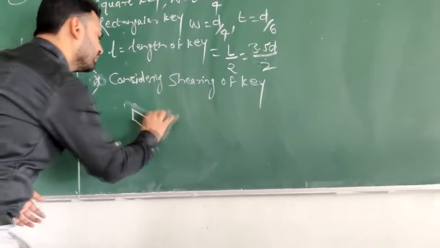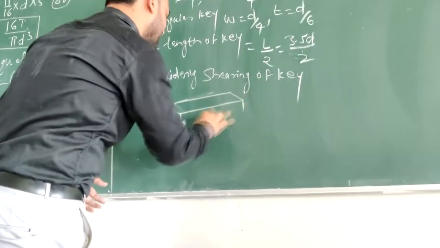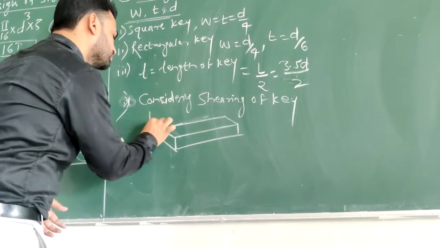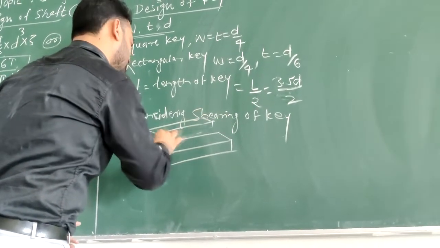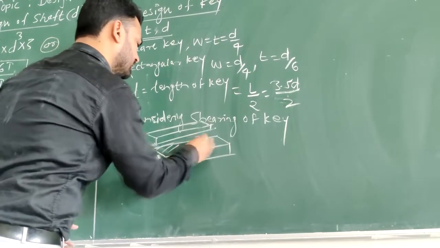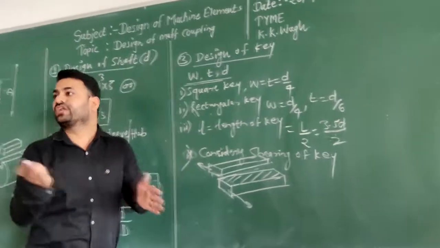Half portion of the key will be in the shaft and half portion of the key will be in the hub. So here and here, this is going to shear off.